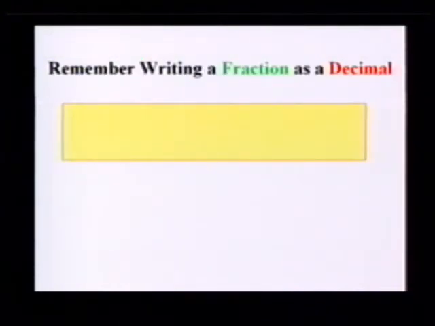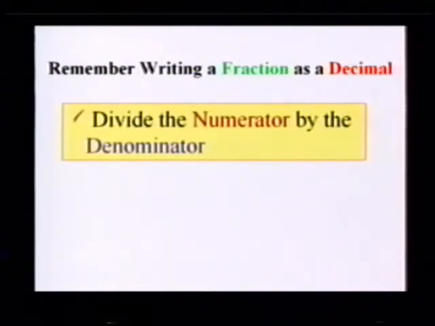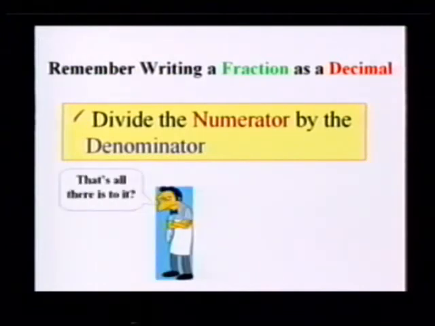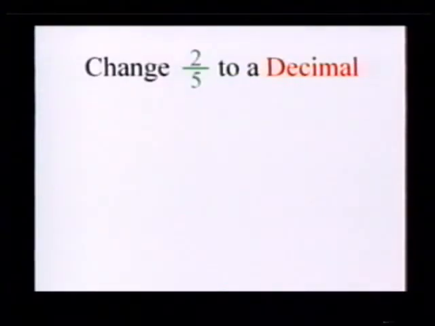Now remember, writing a fraction as a decimal, you're just going to divide the numerator by the denominator, okay? Well, just in case you forgot that, I'm going to show you why I reminded you of that. Now look at here. To change 2/5 to a decimal, remember, we just divide the top by the bottom.